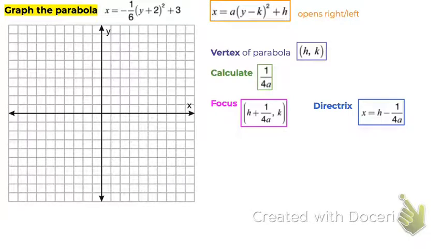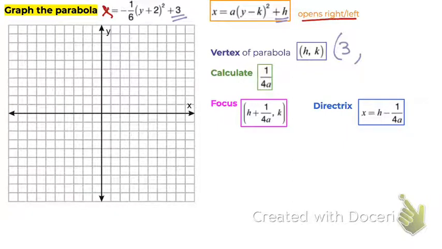This first one, notice it starts off with x equals. So we know that it's going to open to the right or left. And in orange is the standard form. So we can use that to figure out where the vertex is. And the vertex is h, which is the number at the end. That's added at the end, so it's 3.